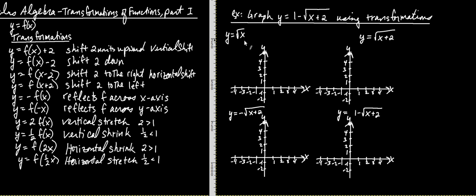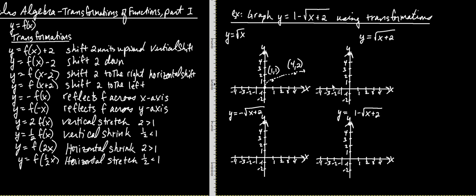Okay, so starting with root x, a few points we know, 0, 0, 1, 1, let's label that. So that was the point 1, 1. And then the point 4, 2. Okay, and then when you draw a dotted line through these points, you basically have half a parabola on its side. Okay, that's the graph of the square root of x.